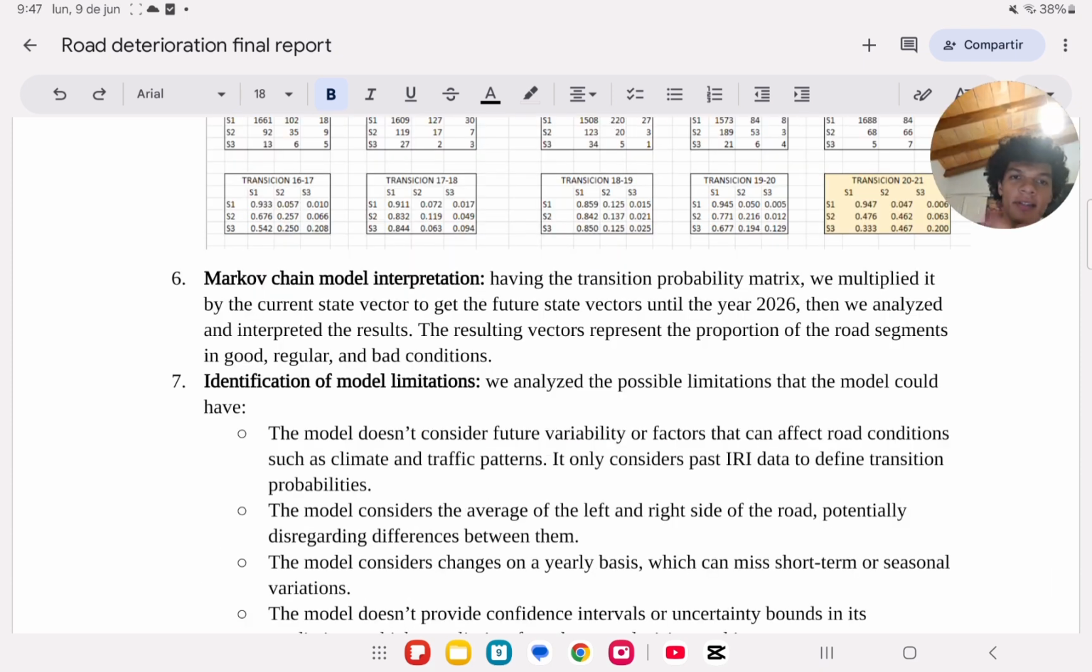Having this probability matrix, we multiplied it by the current state vector to get the future state vectors until the year 2026. And then we analyzed and interpreted the results.